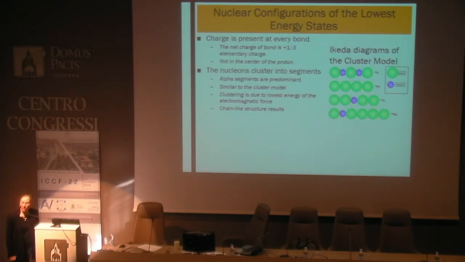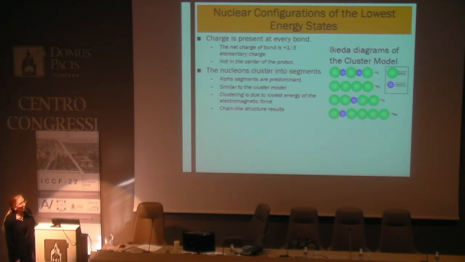The cluster model uses something called Ikeda diagrams. Excuse me if I mispronounce that. But the cluster model is very similar to my model in the way that it builds up the nuclei out of clusters. The difference is my theory is based on the electromagnetics, and I predict it based on the lowest energy magnetic configuration. Alpha segments are predominant. If the nuclei can make an alpha segment, that is the basic building brick.